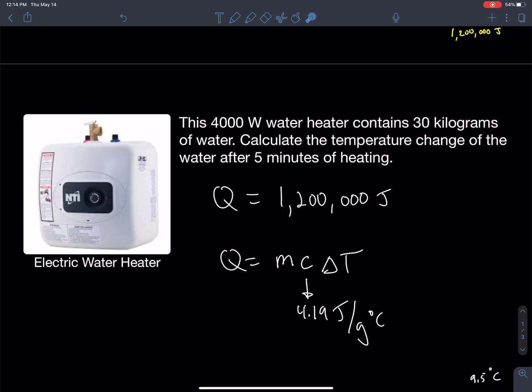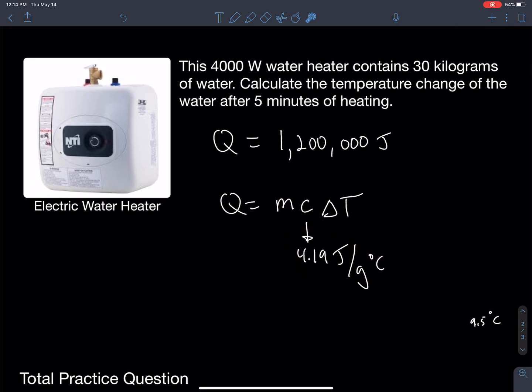Okay, so I have 30 kilograms. This unit is in grams, so I have to convert my mass into grams for this particular equation. All right, so then if I rearrange the equation, Q divided by MC is going to be equal to delta T. I'm just moving MC over to that side. And then I can plug all my numbers in.